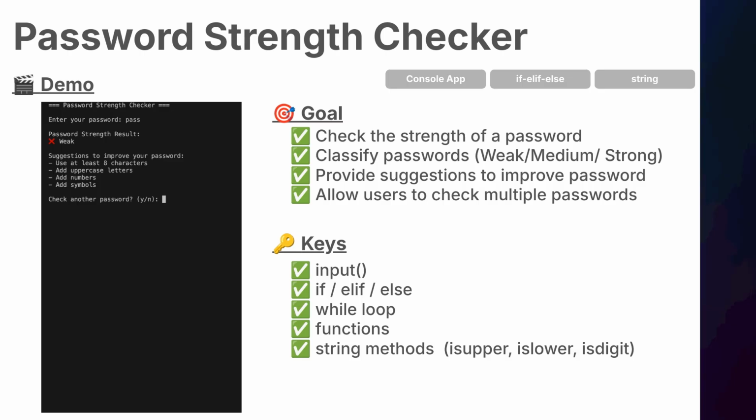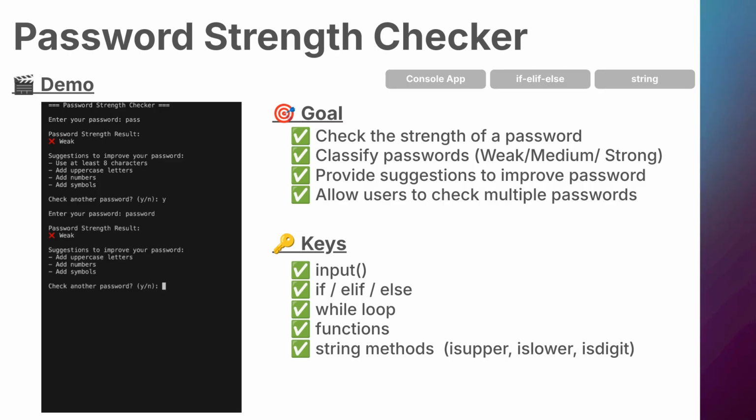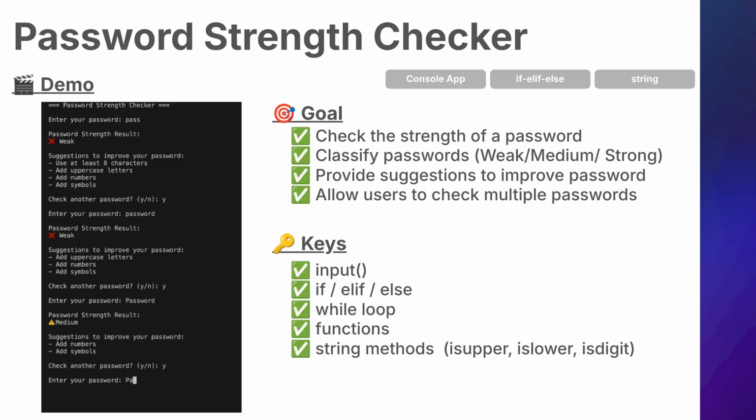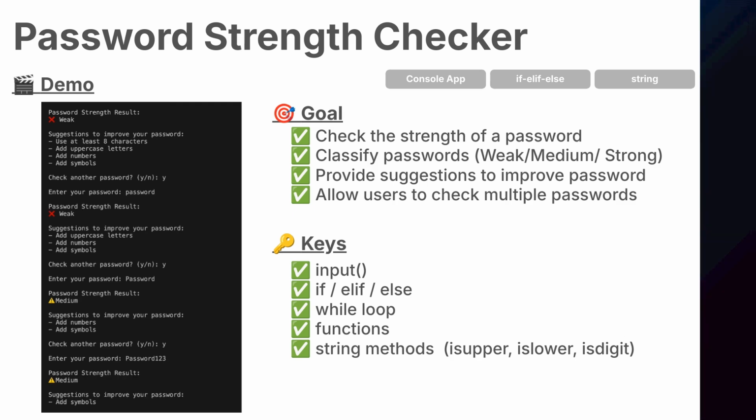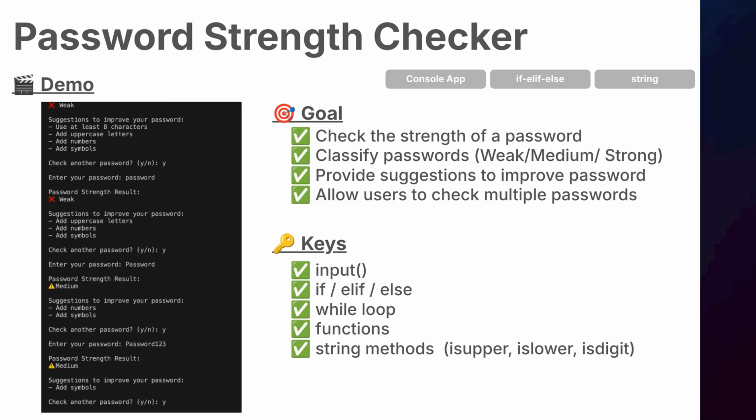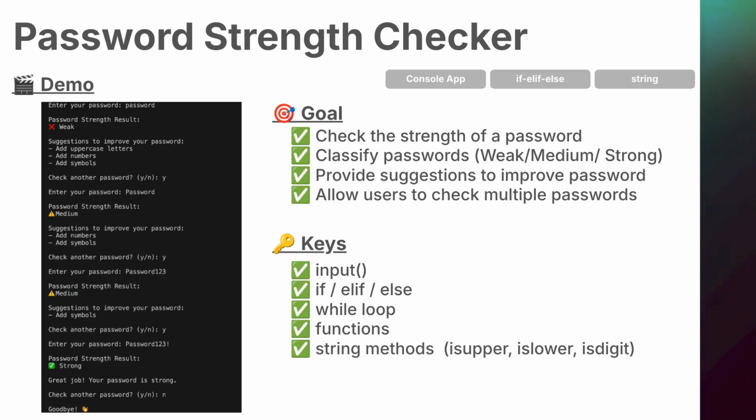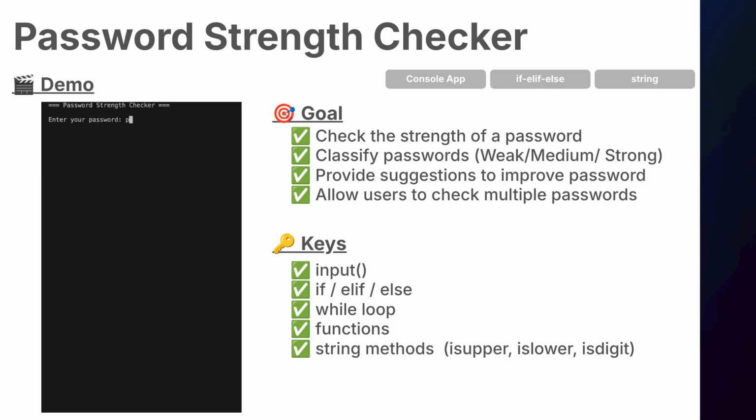Now let's zoom in on what we're actually going to build. The goal of this program is straightforward. The user enters a password and the program analyzes it step by step. It checks things like length, uppercase letters, lowercase letters, numbers, and symbols. Based on these rules, the program classifies the password as weak, medium, or strong, and then gives clear suggestions on how to improve it. The user can keep testing different passwords in one run, just like a real application.